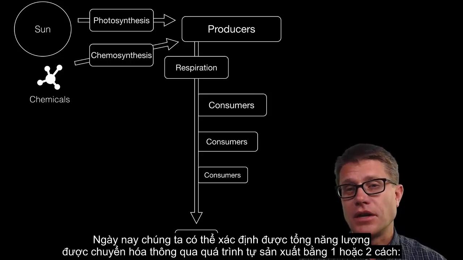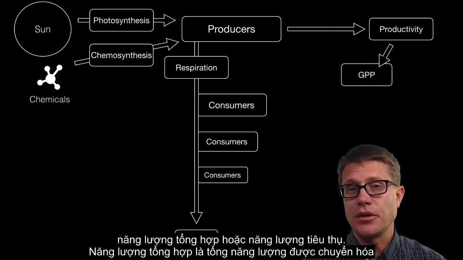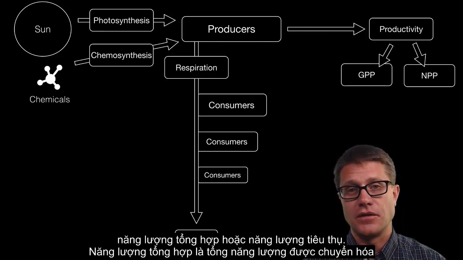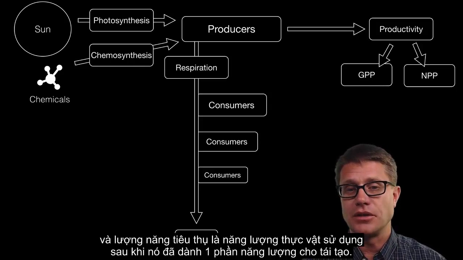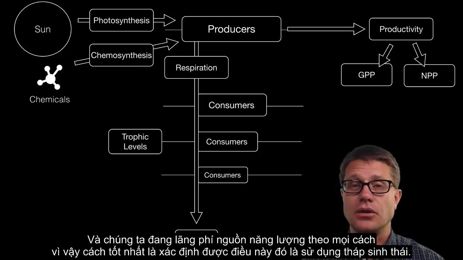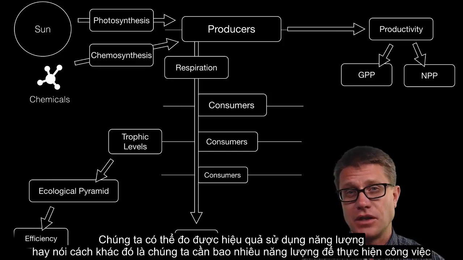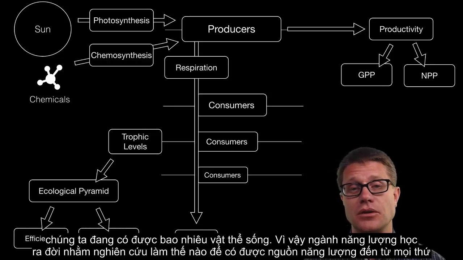Now, we measure the amount of energy that's converted through productivity in one of two ways, either gross primary productivity or net primary productivity. Gross is the overall amount of energy converted, and net is just how much the plant gets after it used some of the energy for respiration. Now, each of the levels within this food chain is going to be a trophic level, and we're losing energy along the way, and so a good way to measure this is using an ecological pyramid. We can measure the efficiency, in other words, how much energy makes it to the next level. We can measure the energy at each level, or we could measure the biomass. How much living material do we have?